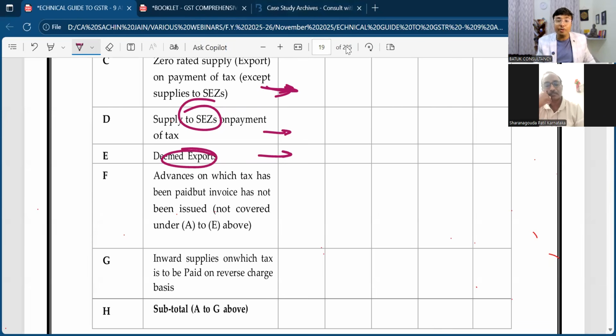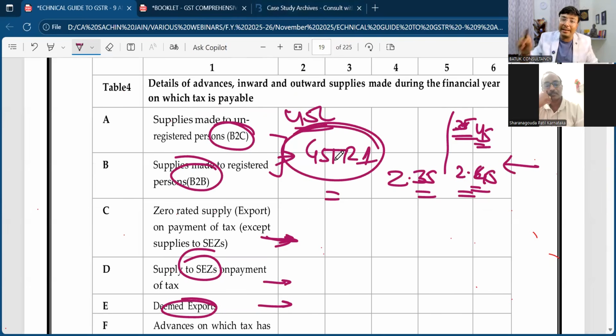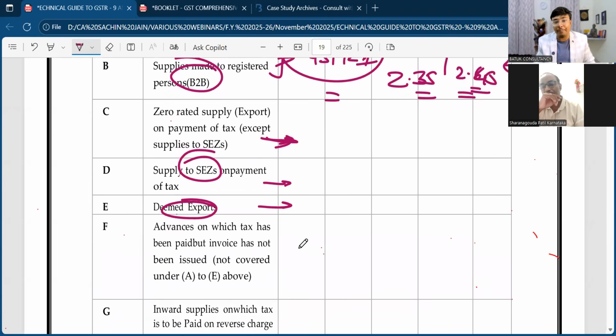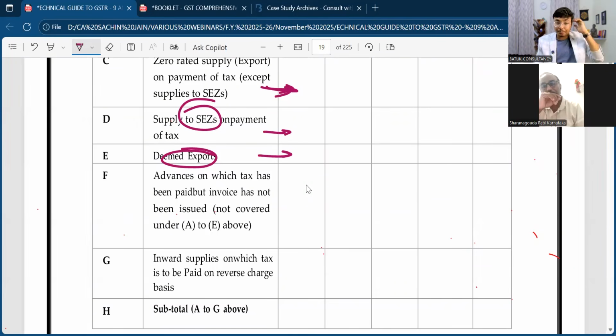Sir, in case of your B2CS, unregistered sales will be net of debit and credit notes. But for B2B, registered sales should be the gross amount. That is only your sales. That should not include your credit and debit notes, because separately we are supposed to show the debit and credit notes. Okay. So no need to show.